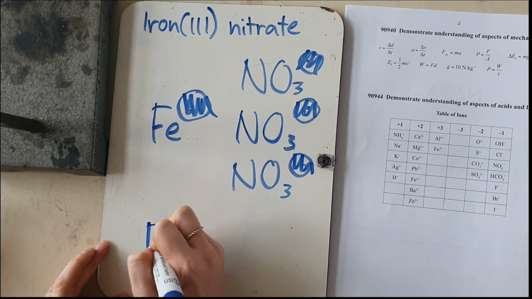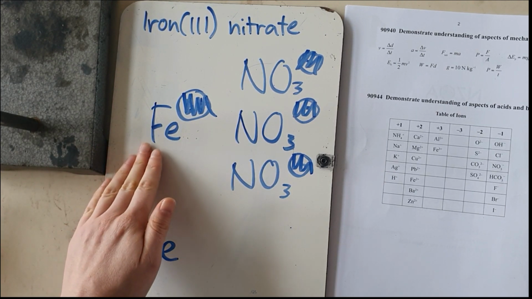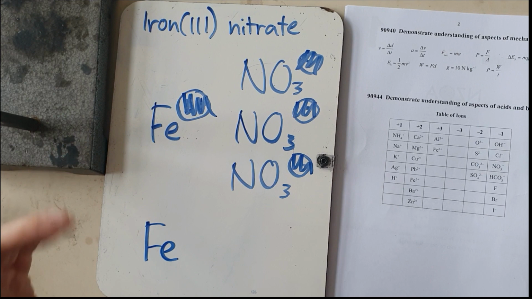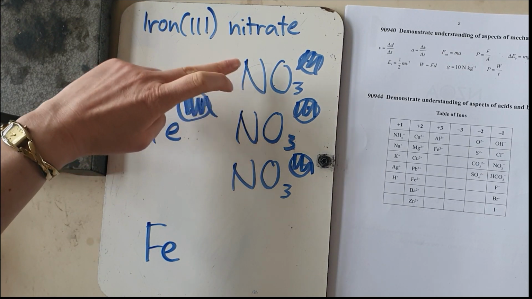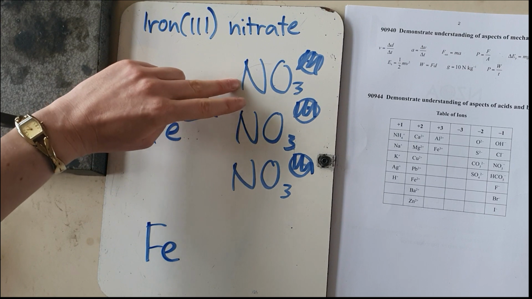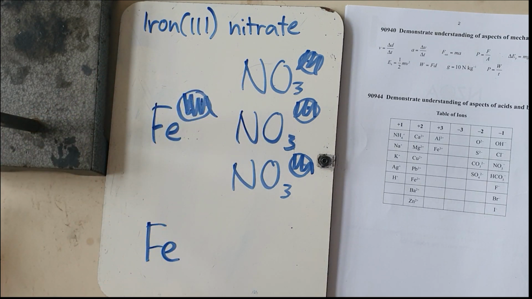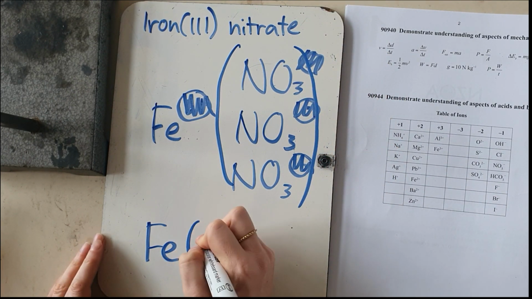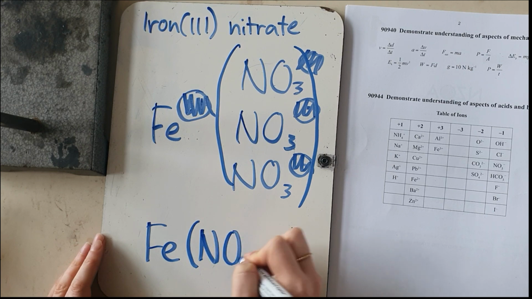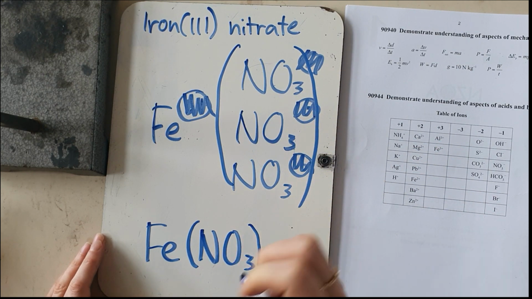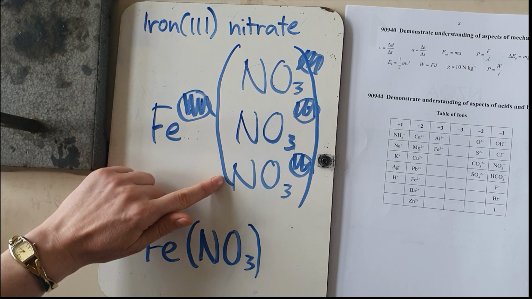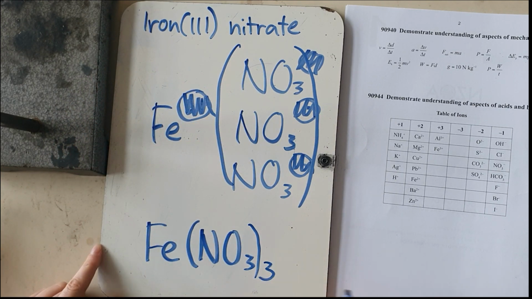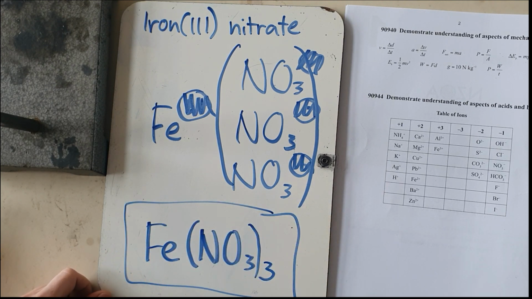So now we've got Fe, again we only wrote it once, so we don't need any subscripts, but we've got a polyatomic ion that we've written multiple times. So we need brackets. So inside our brackets, we're going to have the NO3, because that's what we were writing. And then to show that we wrote it 3 times, we need our 3 outside the brackets. So that's our formula for iron 3 nitrate.